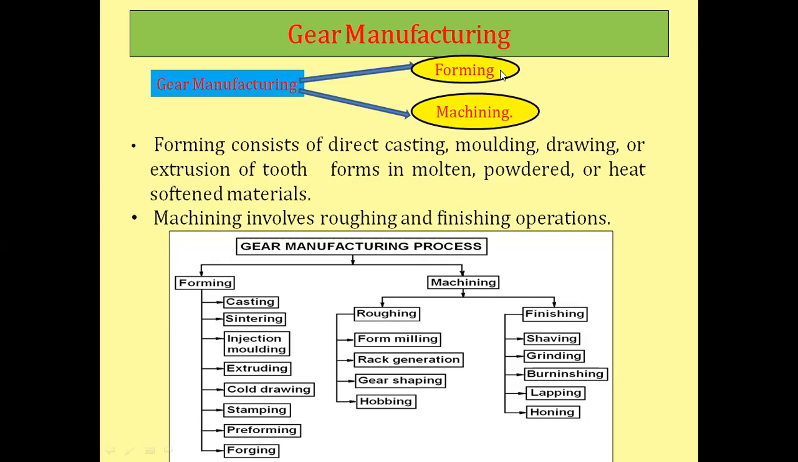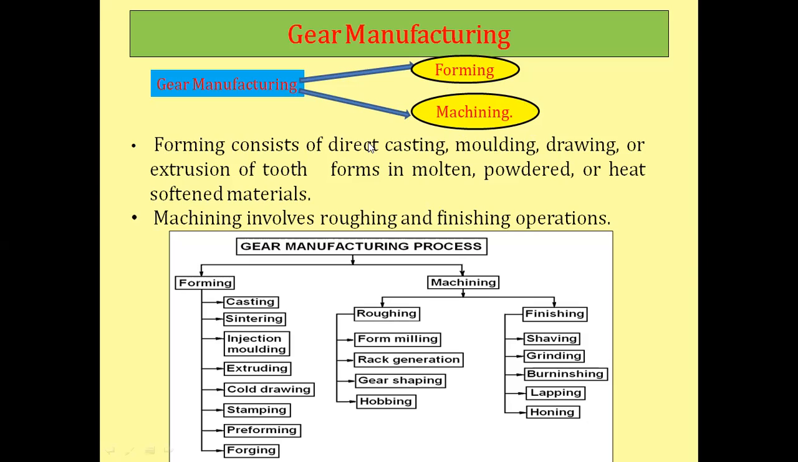In the forming method, you just deform the material, or you pour the molten metal into the mold cavity and acquire the desired shape. In the forming method, you are not cutting any material. The second one is the machining method, in which you remove material from the blank disc in the form of chips. That means there is a cutting process in machining, whereas in forming you are not cutting the material, you just deform it to get the required shape, that is, the shape of the gear.